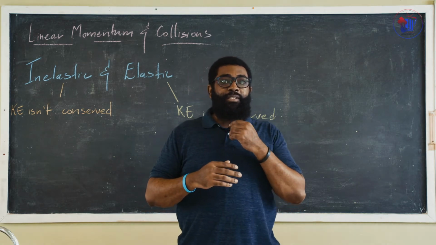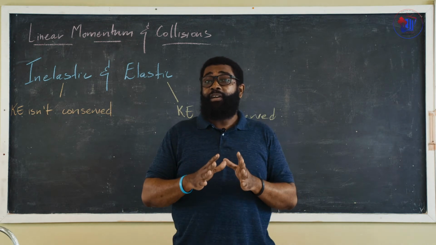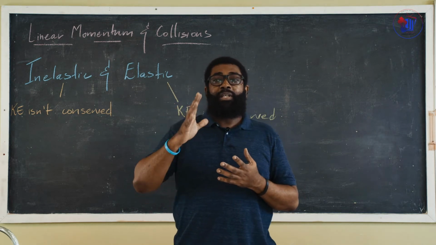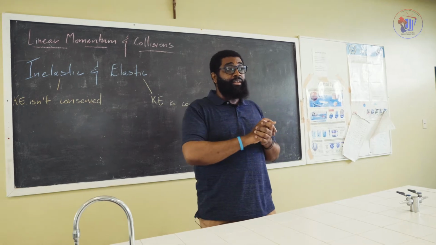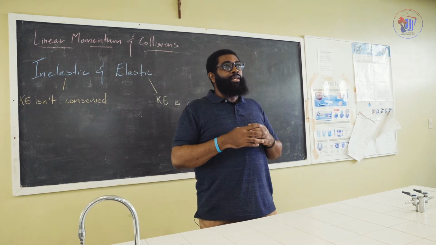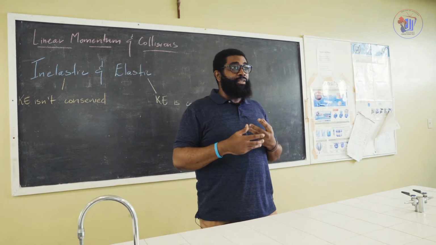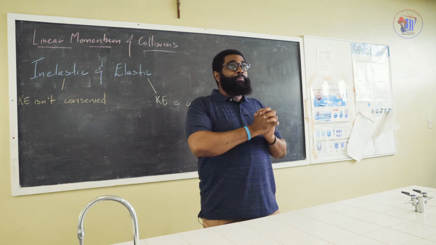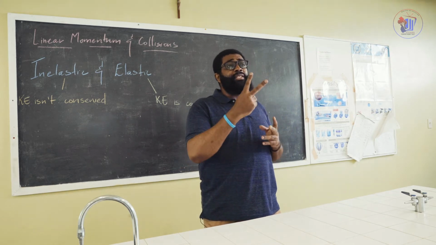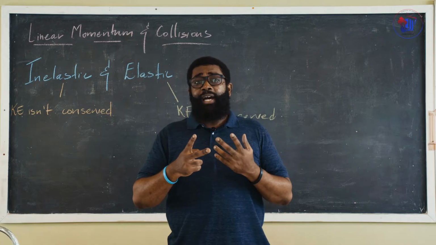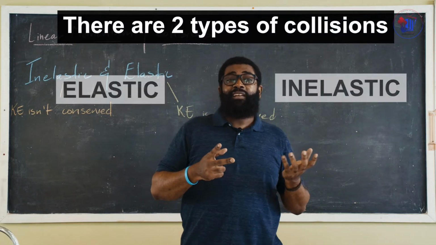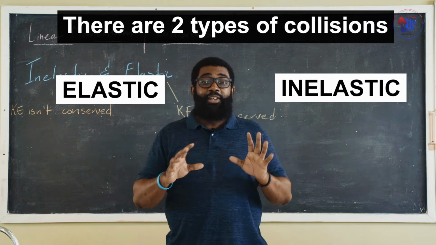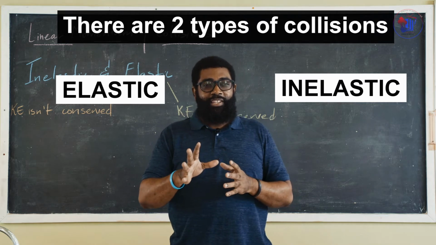Now, collisions are very common. Like I said, as long as one object has velocity and it comes into contact with another, it is a collision. The level of violence or severity of the collision depends on the velocities involved. There are two main types of collisions, just two. We have inelastic and we have elastic. Now, the cool thing is these collisions are really easy to understand.